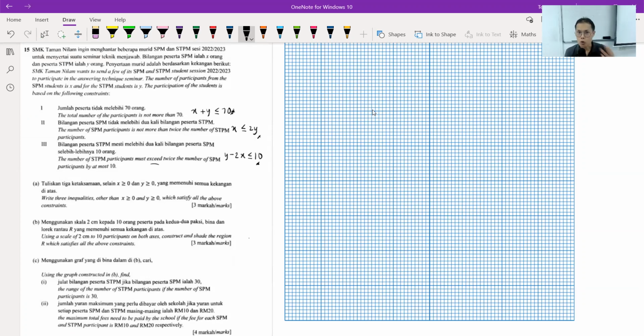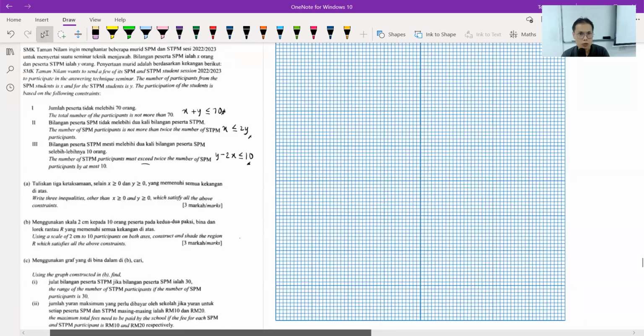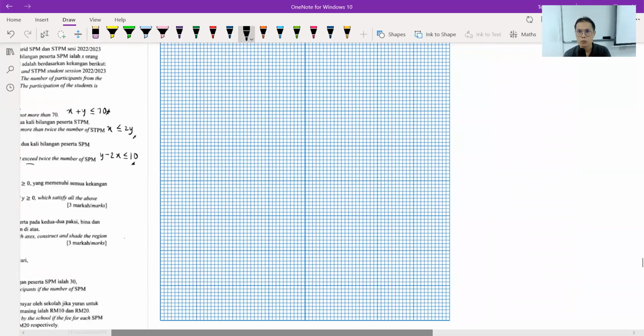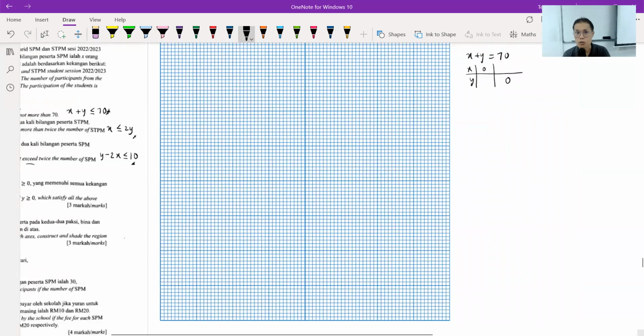Okay, second part, we have to draw the graph. Before you draw a graph, I like to use a table of values. So let me move this a little bit to the right. I'll draw the table of values over here. We know the first one is X plus Y equals 70. I usually like to use X equals 0 and Y equals 0 because these two represent the X and Y intercepts. When X is 0, Y is 70. Y is 0, X is 70.